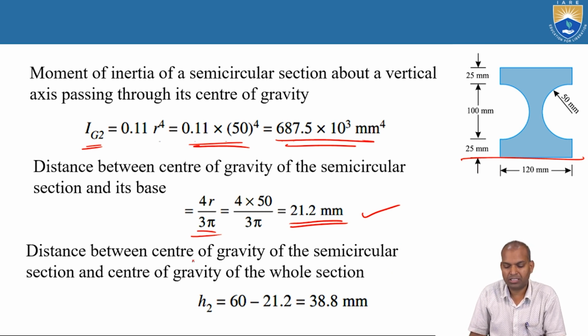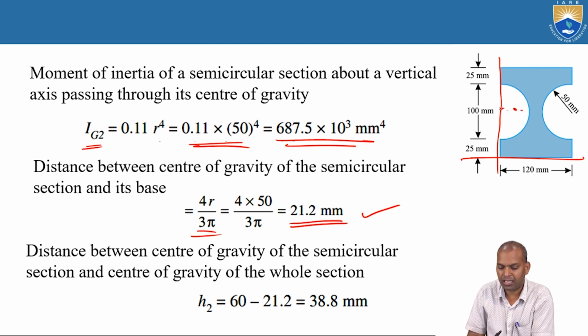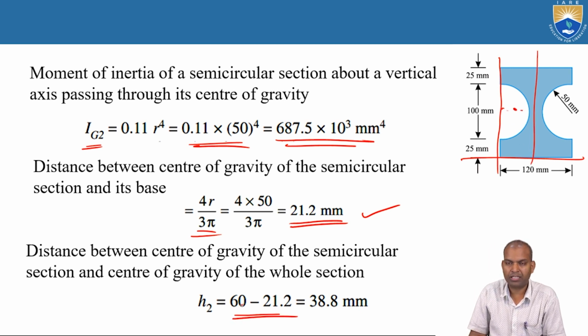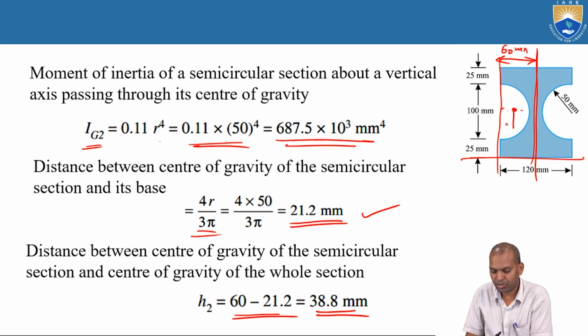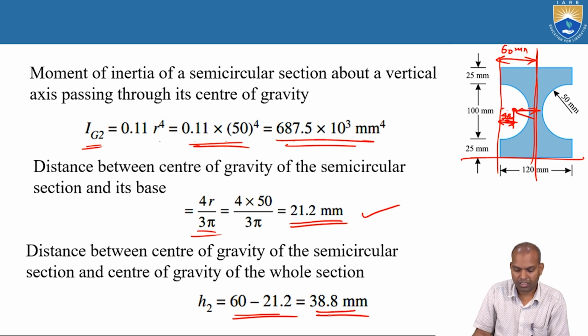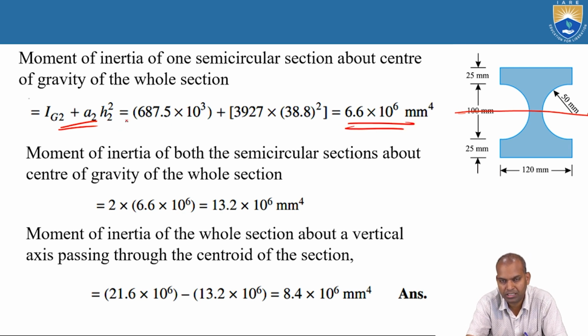Now the distance between the center of gravity of the semicircular section and the vertical axis is 60 minus 21.2, that is 38.8, because the total is 60. From this, it is 4r by 3 pi. If you subtract from here to here, it is 60 minus 4r by 3 pi, and this distance will be obtained. That is 38.82. That is Ig2 plus A2 h2 square. Then substitute here, and you get 6.6 into 10 power 6 millimeter power 4.